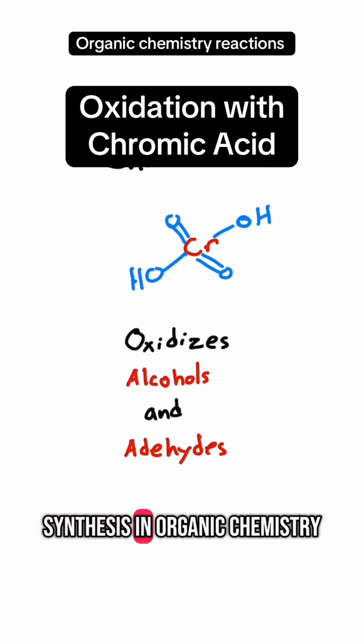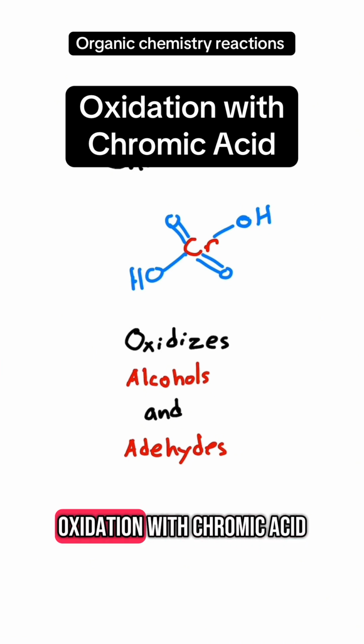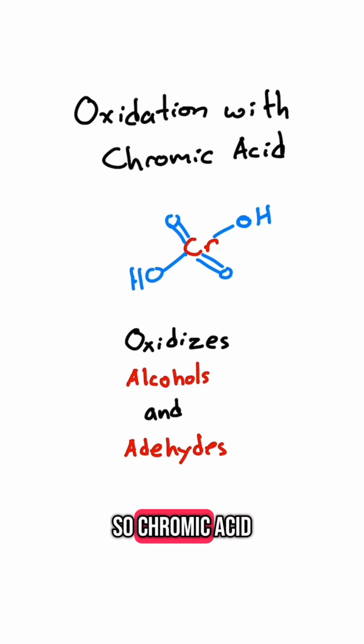When you're learning synthesis in organic chemistry, one of the synthetic steps is oxidation. That can be done a number of ways. So today we're going to talk about oxidation with chromic acid. So chromic acid is this right here.